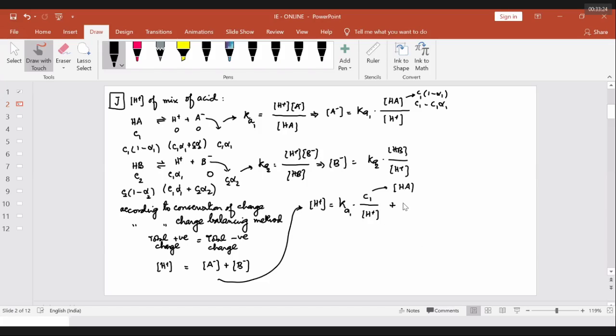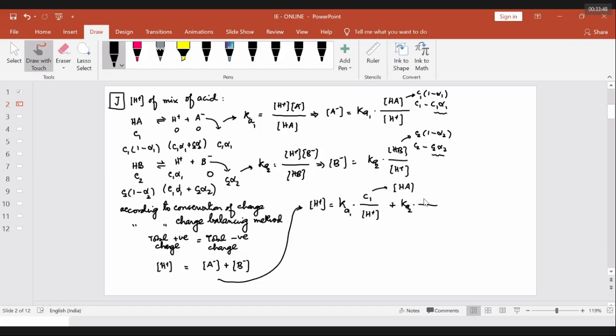Plus, what is next? B minus. What is B minus? K2, very good, into concentration of HB. What is concentration of HB? C2 minus C2 alpha 2. Alpha 2 C2, weak substances, let us ignore that one.